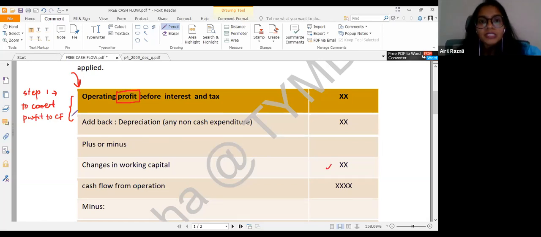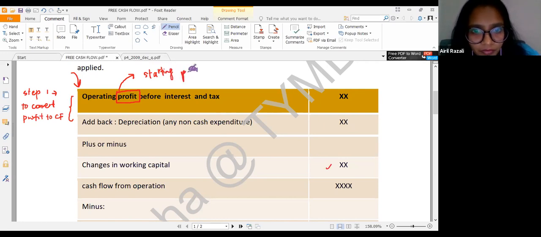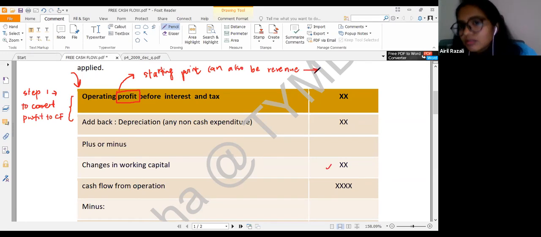That means he gives you sales, variable cost, fixed cost, and he asks you to calculate the operating cash flow, and so on and so forth. So you go from operating cash flow, working capital, tax, interest, all that. Just a reminder, here I give you the starting point as operating profit, but your starting point can also be revenue, and then onwards, you minus your costs, and so on and so forth.